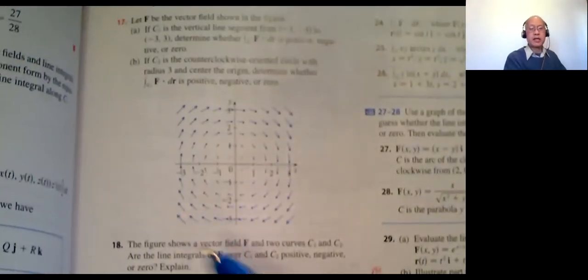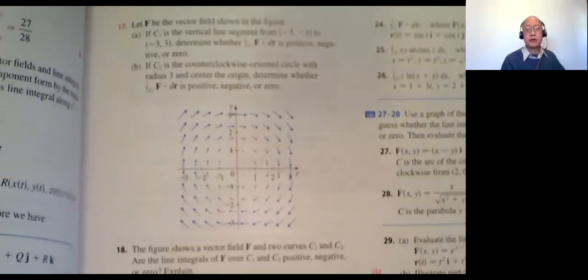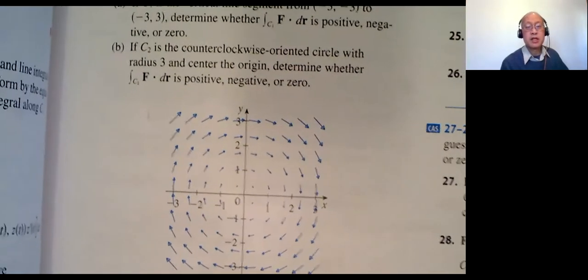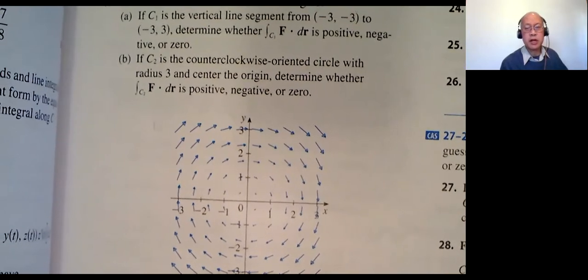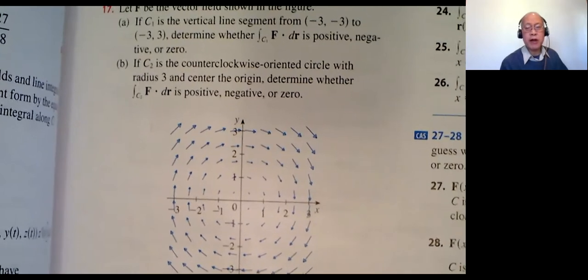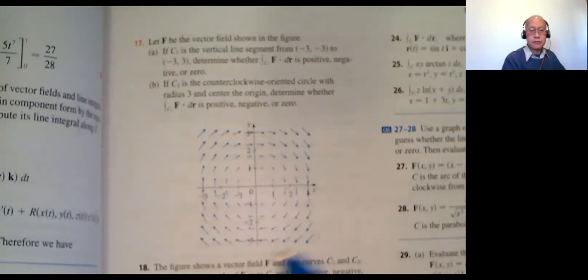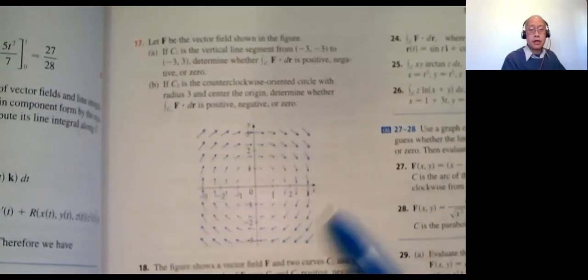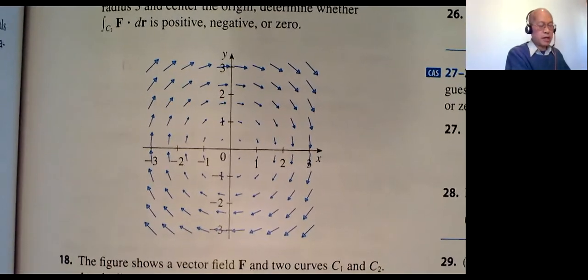Okay, if you chop this up in a whole bunch of pieces, F dot dr, you're going in that direction, so that'll be positive. Okay, part B comes out to be negative. Let's see how come. C2 is a counterclockwise oriented circle with radius 3 and center at the origin, determine whether the integral of F dot dr is positive, negative, or 0. So radius of 3 counterclockwise. So you're going this way. If I'm going that way, but all the arrows are aiming the other way, clockwise. So that's why this one comes out to be negative.